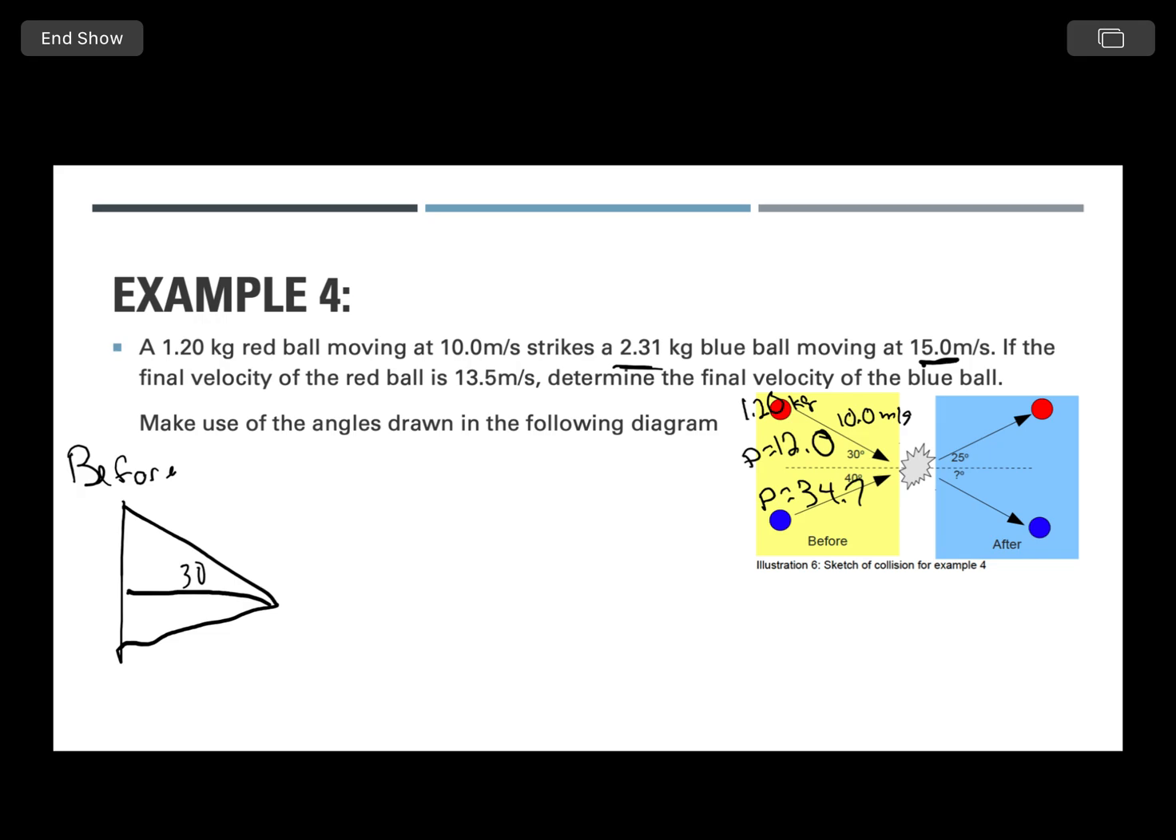So if I bust this out here, I'm just going to draw the whole thing. This is the red one. This is 12.0. Do a little sine here for 6.0, and a little cosine here for 10.4.